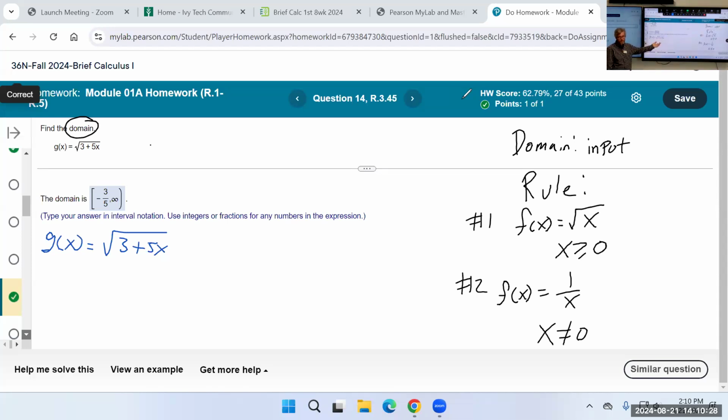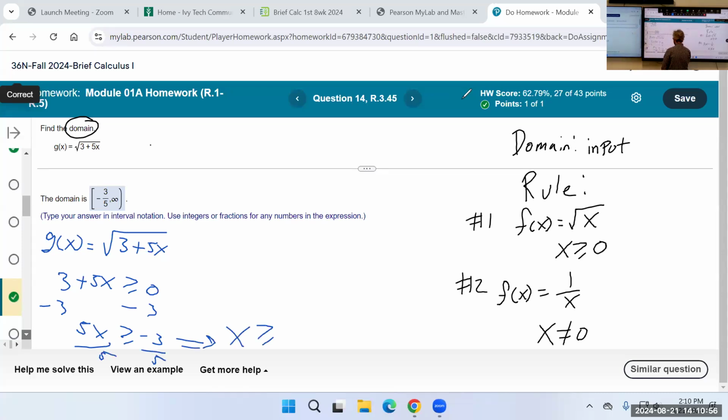So we just want to make sure that that's positive values. So I can put anything in as long as it makes that expression positive. So 3 plus 5x has to be greater than or equal to 0 by rule number 1. And then I could just use basic algebra to solve for that. So I could subtract 3 on both sides. I get 5x is greater than or equal to negative 3. And then I'll divide both sides by 5, and that implies that x is greater than or equal to negative 3/5.